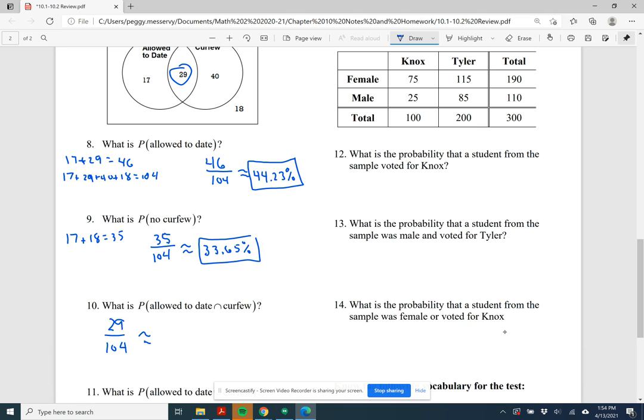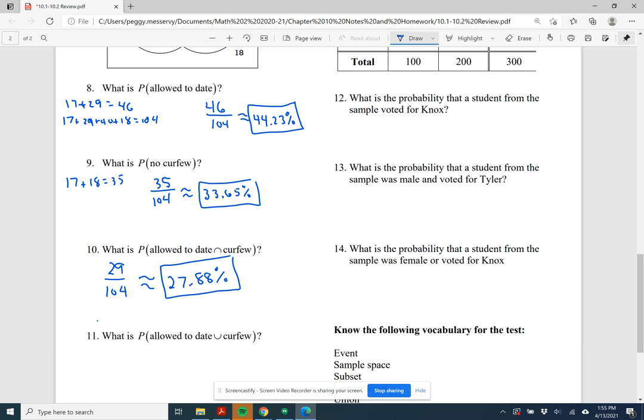We're going to write that as a percent. 29 divided by 104. We grab our calculator. 0.27884, because that's a 4, the 8 stays as an 8, and then I move the decimal point over to here, so I get 27.88%. And we're done. 27.88%. Okay, number 11. This will be the last one for this Venn diagram.